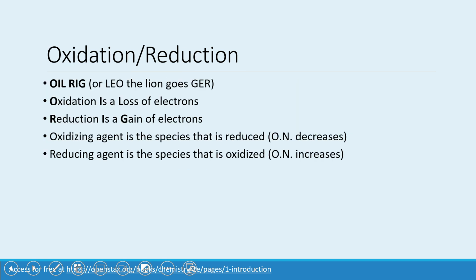So this is a little bit of review, hopefully from Gen Chem 1, oxidation versus reduction. You could have memorized one of 2 phrases. Oil Rig is one, or Leo the lion goes grr, maybe another one that you know. So OIL, oxidation is loss of electrons, and RIG, reduction is gain of electrons.